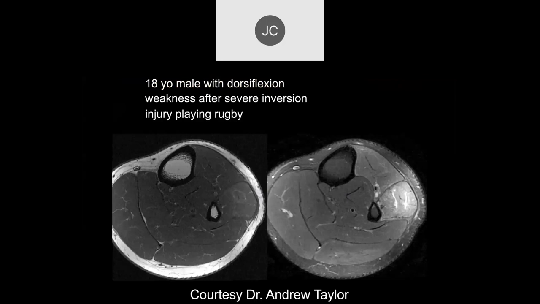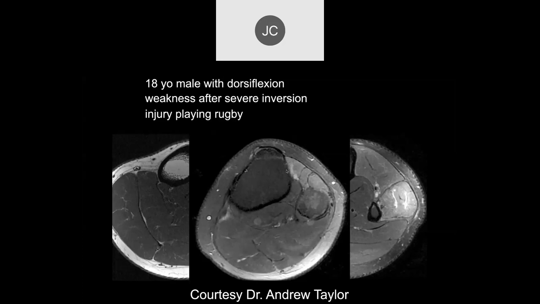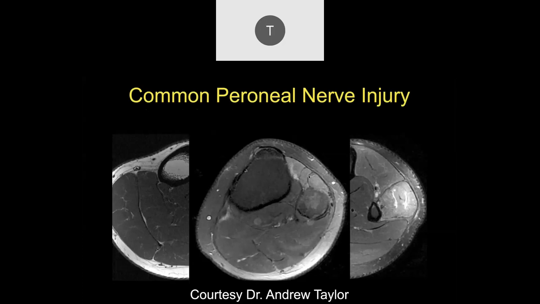Let's see. Tayson, what do you think about this case? All right, 18-year-old male, dorsiflexion weakness. So it looks like there is edema within the peroneus longus muscle. Maybe a little bit here. And the other extensor muscles. If we come farther down, we can see that the extensor muscles here are all very edematous. And again, these are the muscles that are innervated by the common peroneal nerve. And this is a patient who had a foot drop due to common peroneal nerve injury around the knee.